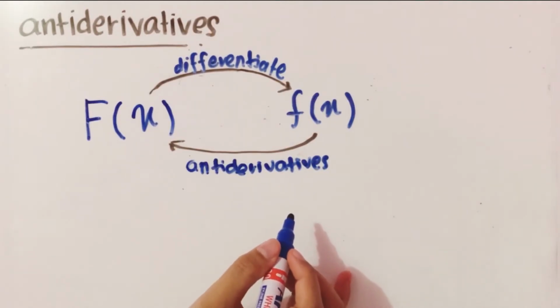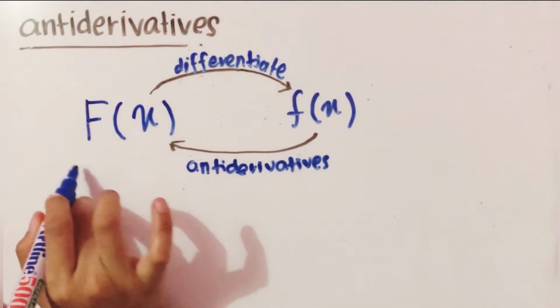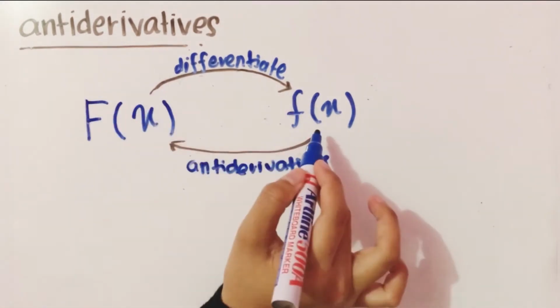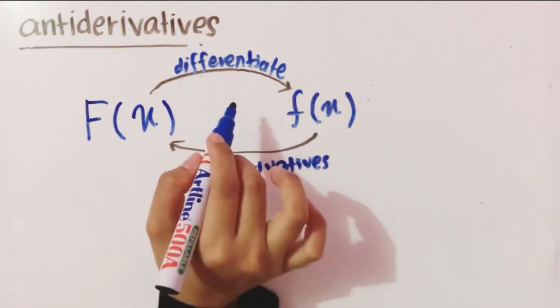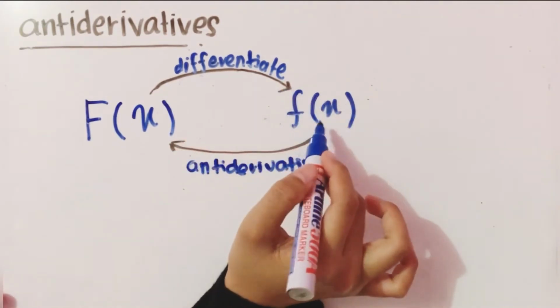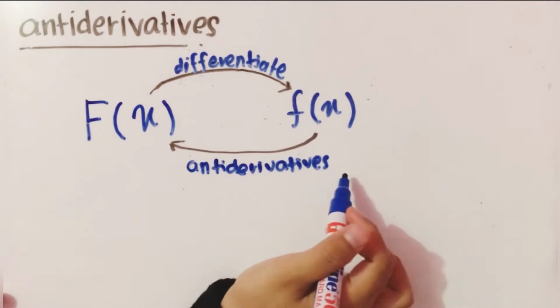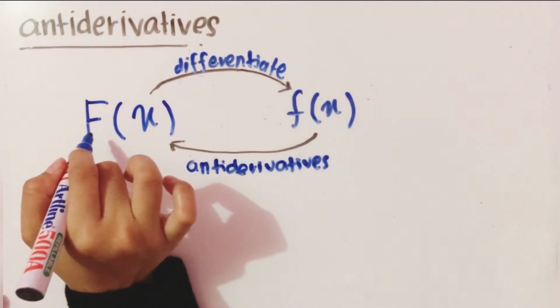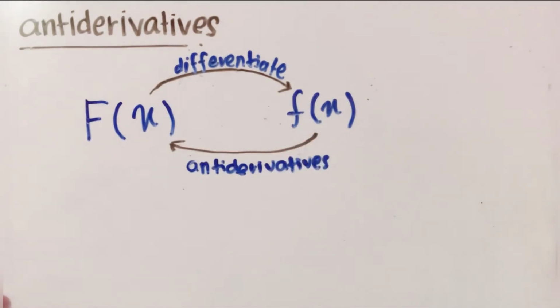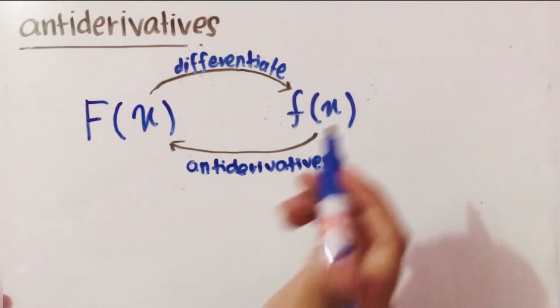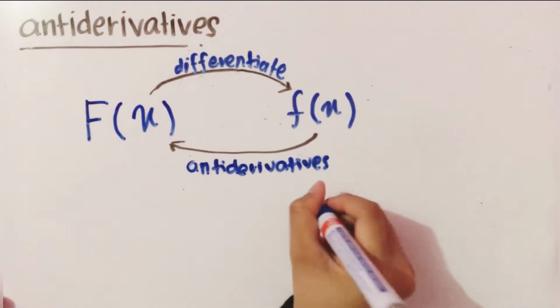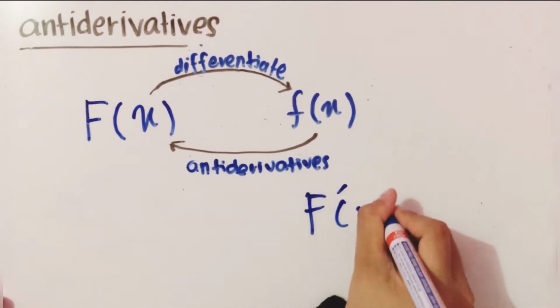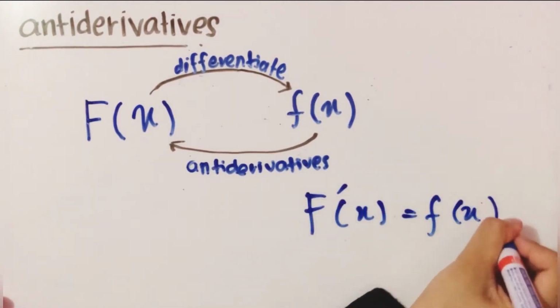As you can see, from capital F to small f, we have to perform differentiation, and from small f, we have to perform antiderivative. So it means from small f to capital F, we have to do the reverse of differentiation, written like this, going to small f.